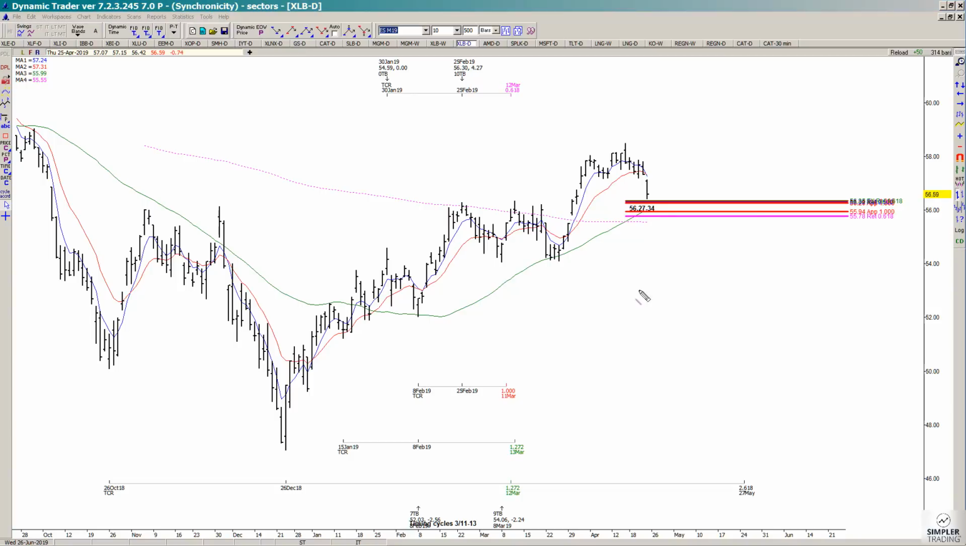I do like the fact that the general pattern is still higher highs and higher lows. I like that we are above the 200 and above the 50. So that's what I'm looking at in XLB. Let's see if it fires off any triggers in the next couple of sessions.